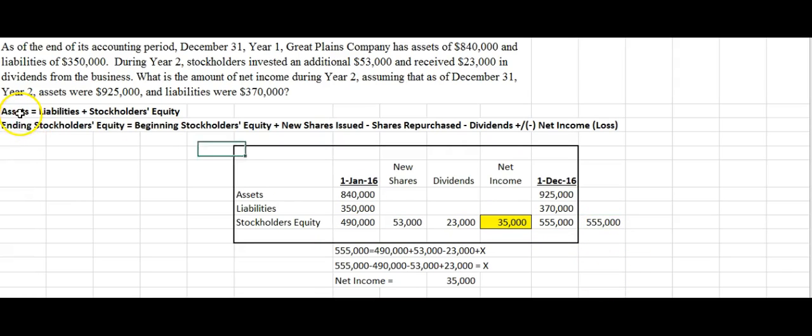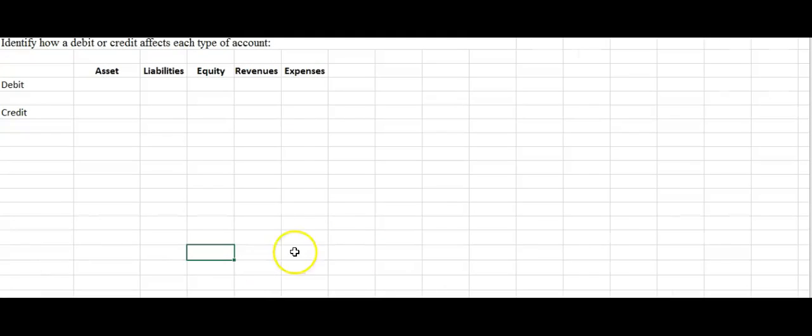So just remember, learn these two formulas and you'll be able to get net income from here. If I give you net income and ask you for dividends, it's the same process. If I give you dividends and net income and ask for new shares, same thing, except that your X is going to represent whatever I'm asking for, okay? But you use the same similar process, okay? Let's do the next example.